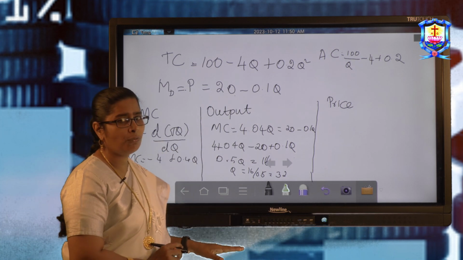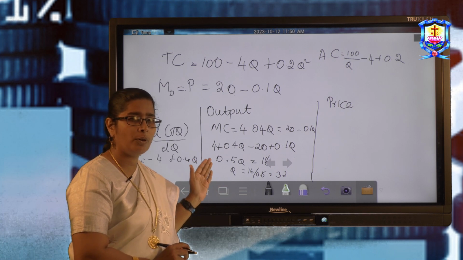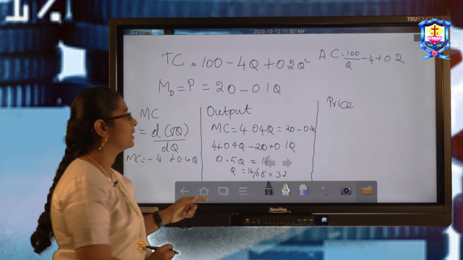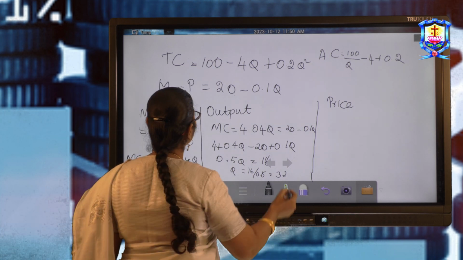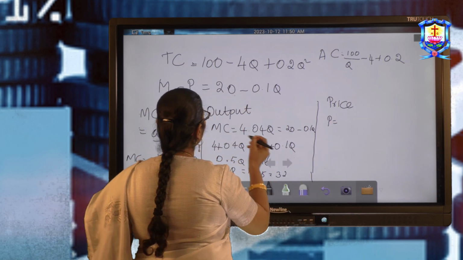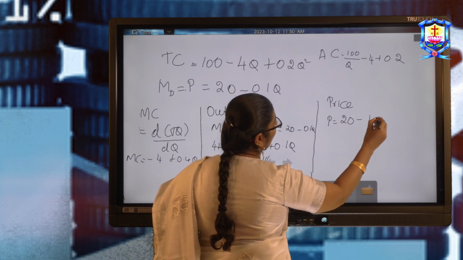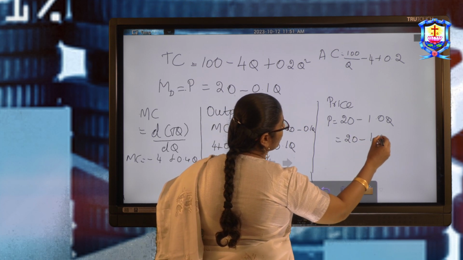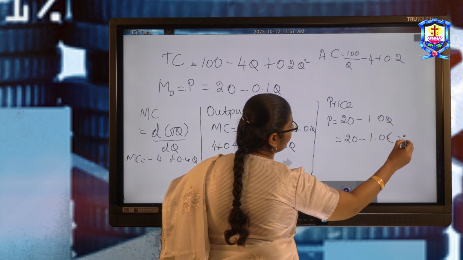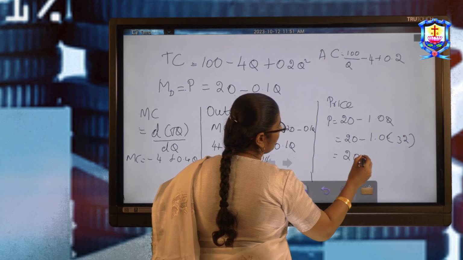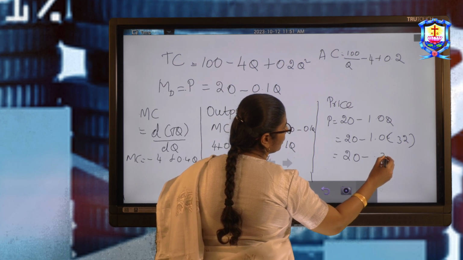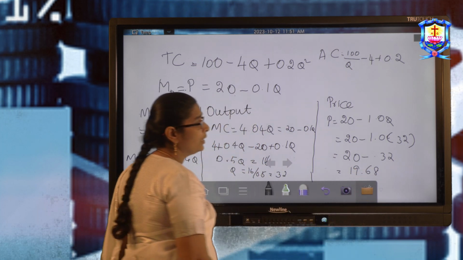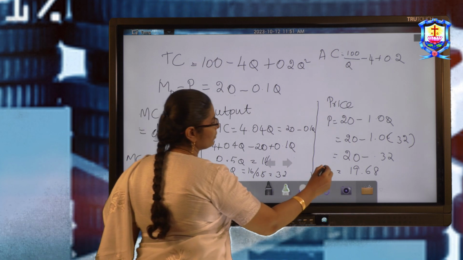Okay. Now we need to find the price. Once we have found this Q value, we can substitute it in the price equation to get the price from the given function. Price is equal to 20 minus 0.01Q. So by substituting the Q value, that is Q equal to 32, it gives you 20 minus 0.32, which is equal to 19.68. So this is the price value of that product.